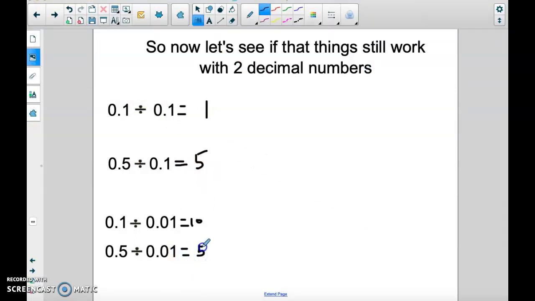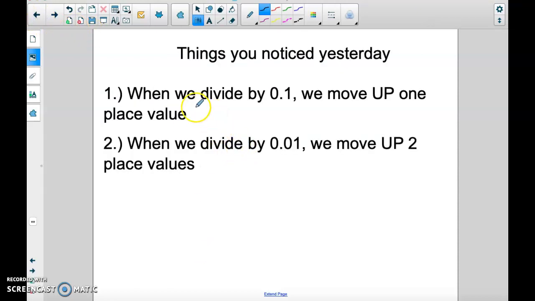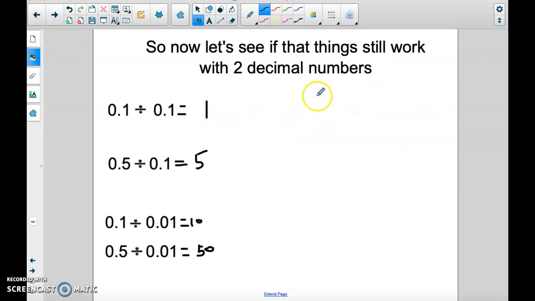So if we think back to those two things that we talked about, right? When we divide by 0 and 1/10, we move up one place value. Did that happen? Well, I started with 0 and 1/10. I divided by 0 and 1/10, and we got to 1. So yeah, we did only move up one place value. Same thing here. We started with 0 and 5/10. We got an answer of 5 wholes. So yes, we still only moved up one place value.